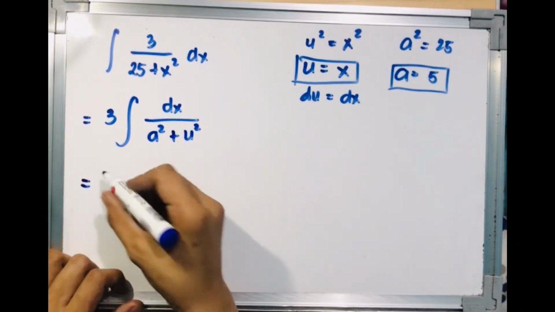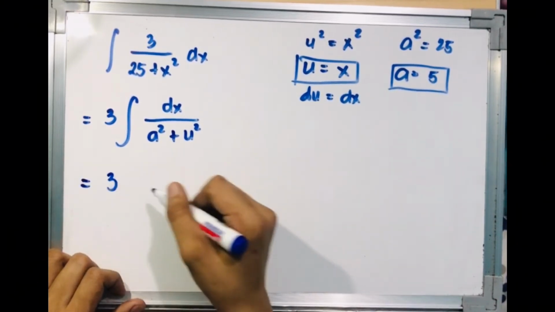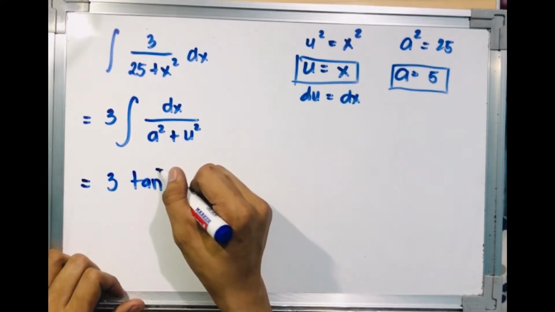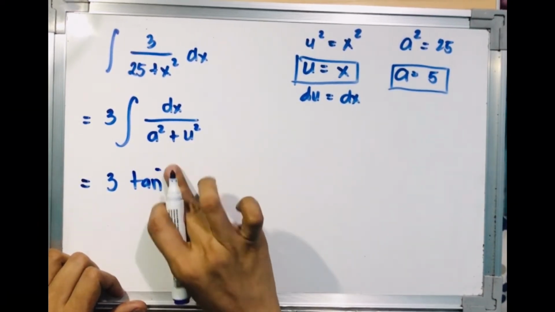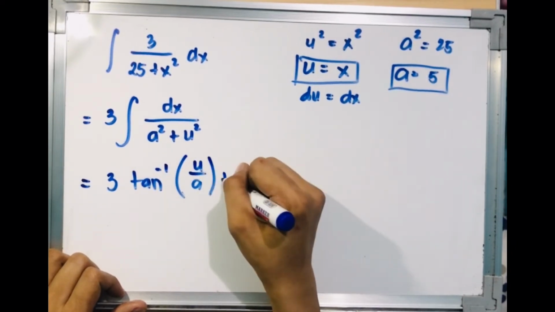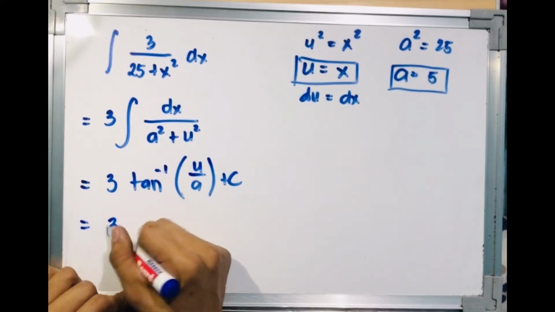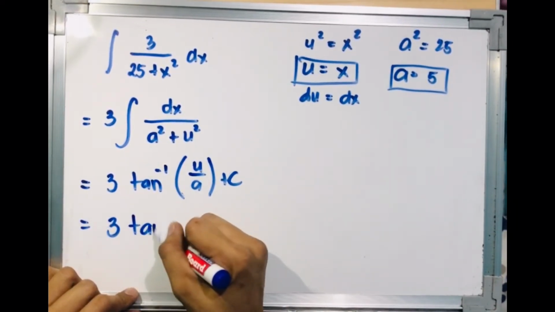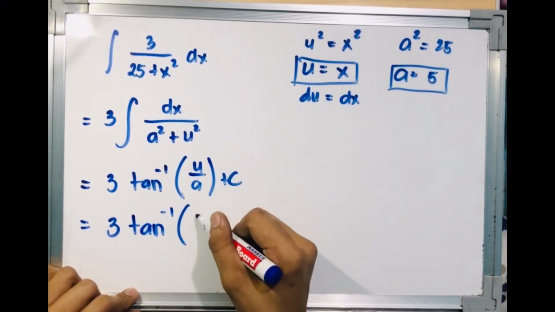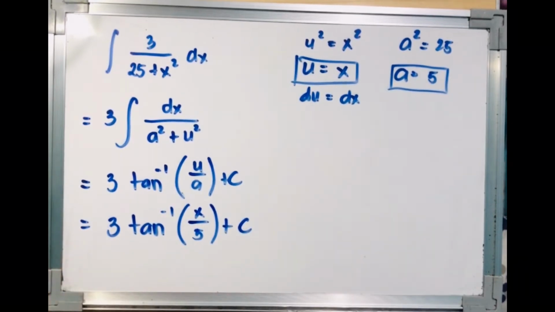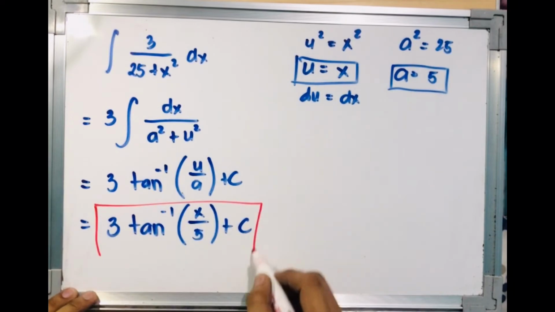That's our second formula. Therefore, the answer to this problem is 3 multiplied by the arctangent of u over a plus c. Okay? Napakadali lang. So, substitute na lang natin yung value ng u at saka a. Therefore, the final answer is 3 arctangent of x over 5 plus c. So, this is clearly our answer to this problem.